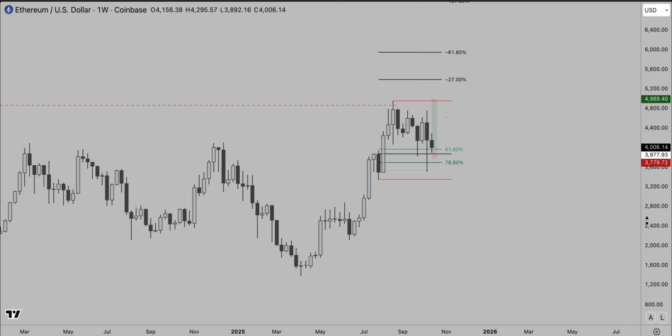Everyone talks about the ICT strategy. How do you trade it? What's your breakdown? What's your go-to setup? And that's exactly what I'm going to show you right now.